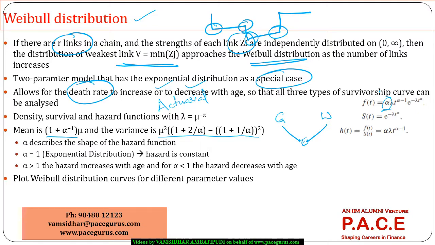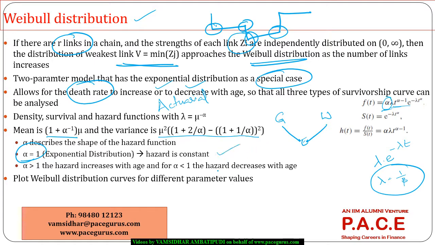As I said, if alpha equal to 1, it means that it is an exponential distribution, because if you see alpha equal to 1, it comes out as lambda, this part is nothing, t to the power of 0, which is 1, and e to the power of minus lambda t. So lambda is nothing but, if I take it as 1 by beta, it becomes more and more similar to that of your exponential distribution itself.